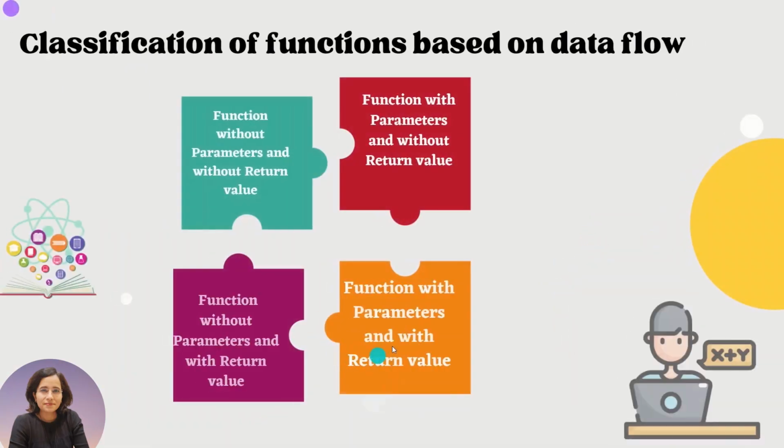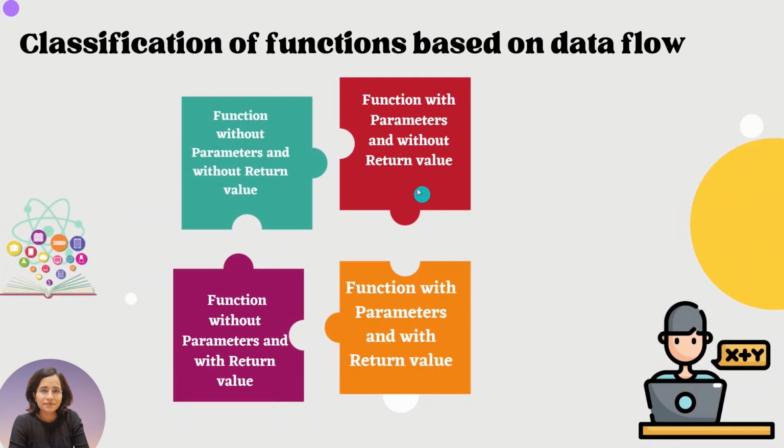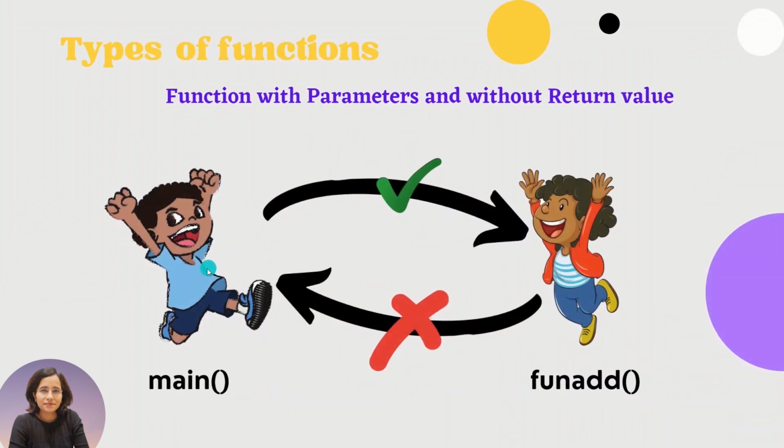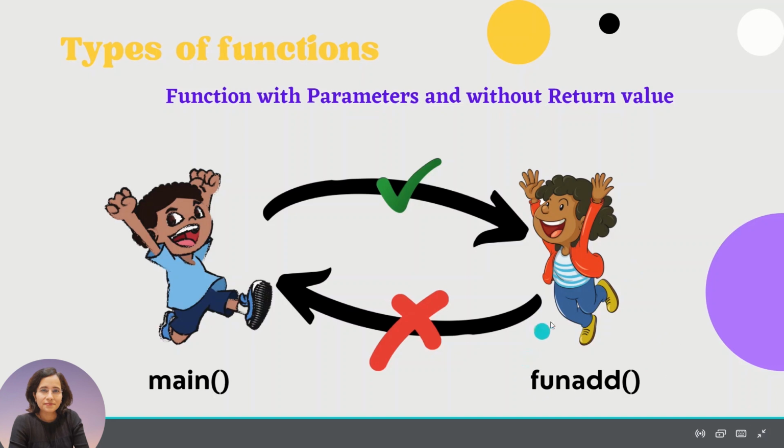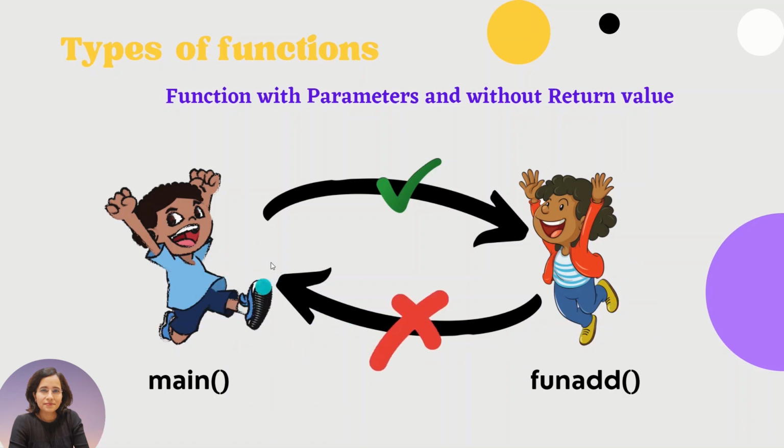Let's have a look at the third type of function, that is function with parameters and without return value. In this type of function we send the value from the main to the user defined function, but the user defined function will not return any value back to the main. Here main will have control over the functions. The function will work on the values which are passed by the main. So let's implement this concept in the program.